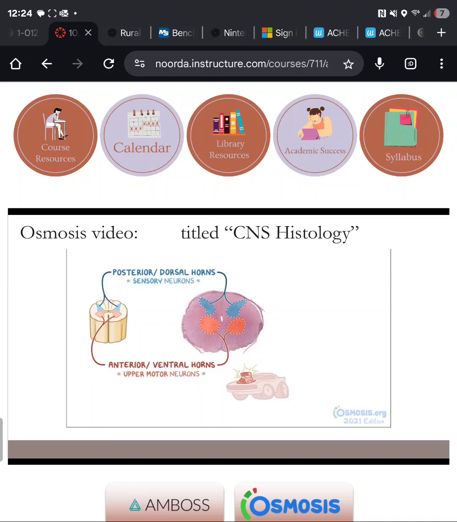The entire CNS is also covered by layers of connective tissue called the meninges. The portion of the meninges that can be seen in this low-power image is the dura mater, which is the thickest and outermost layer of the meninges.